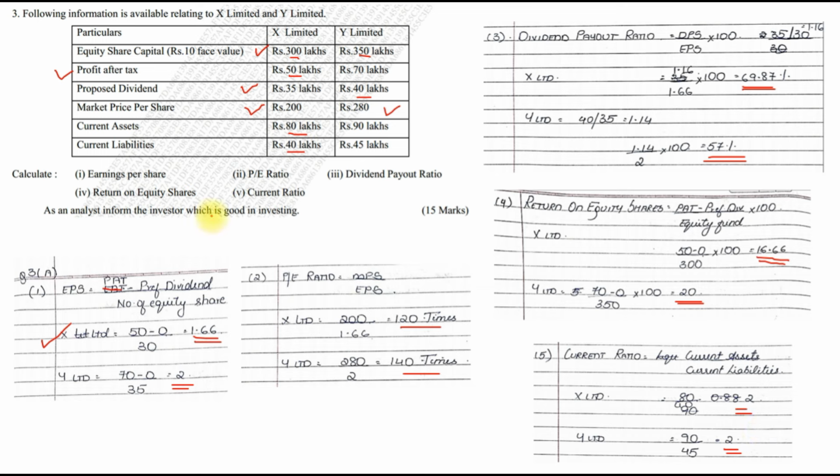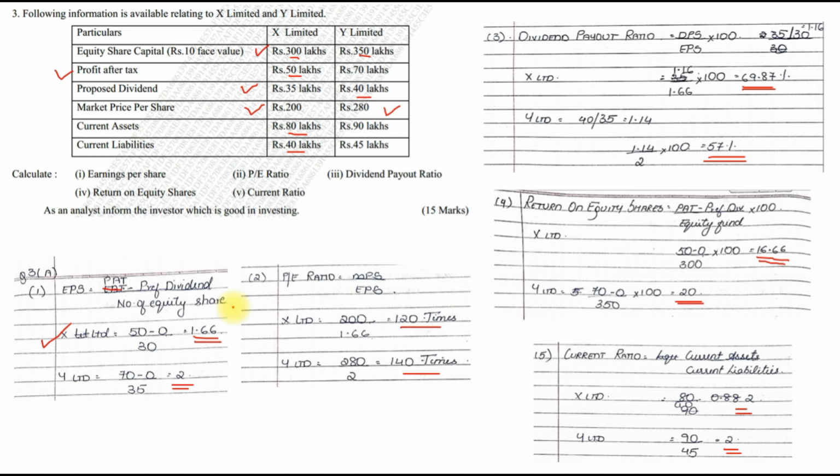So now if you have to comment on each of them, as per earning per share, Y Limited is better. As per PE ratio, Y is better. As per dividend payout, X Limited is better, it gives you a higher dividend payout. As per return on equity share, Y is better. And as per current ratio, both are in the same bracket. Okay, so you'll have to comment on each one of them. So this is how you'll have to solve question number 3. I hope everyone has understood that.